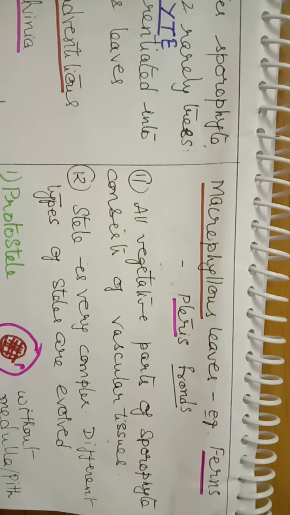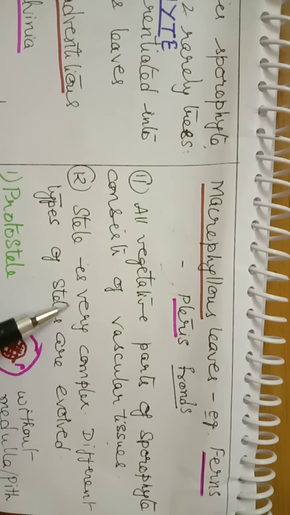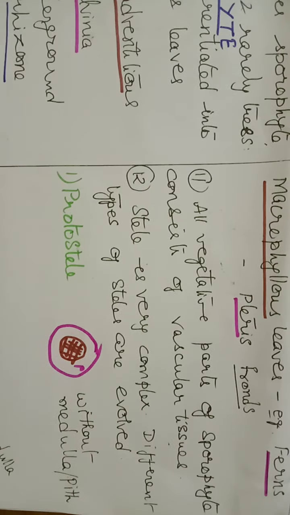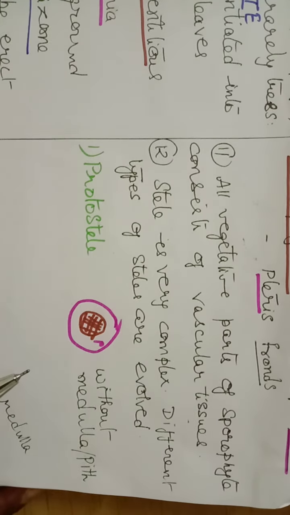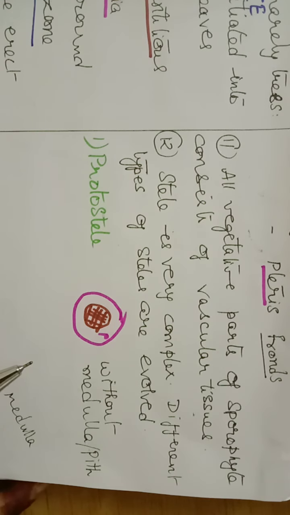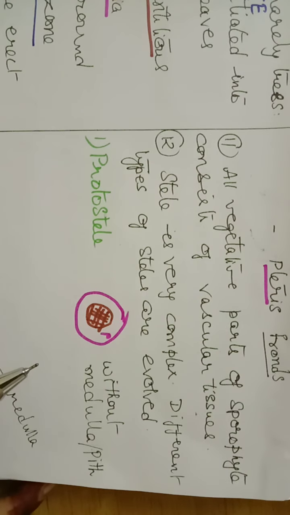vascular tissues. And now, the stele is very complex. Different types of steles are evolved here. A complex stele is formed in pteridophytes. The stelar system is for the first time evolved here. So a complex stele we find. Mainly 4 types of steles are formed.